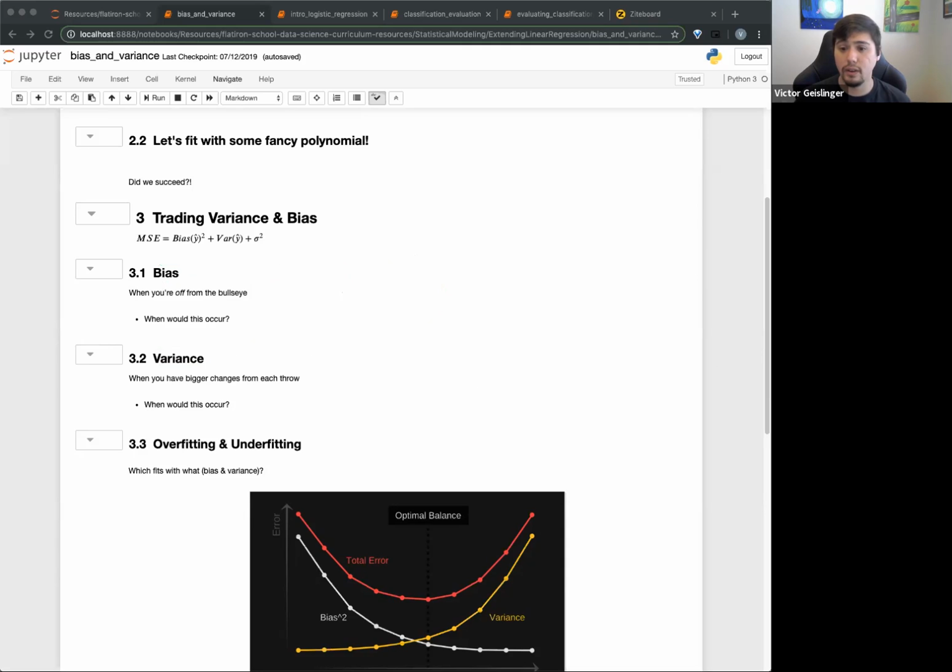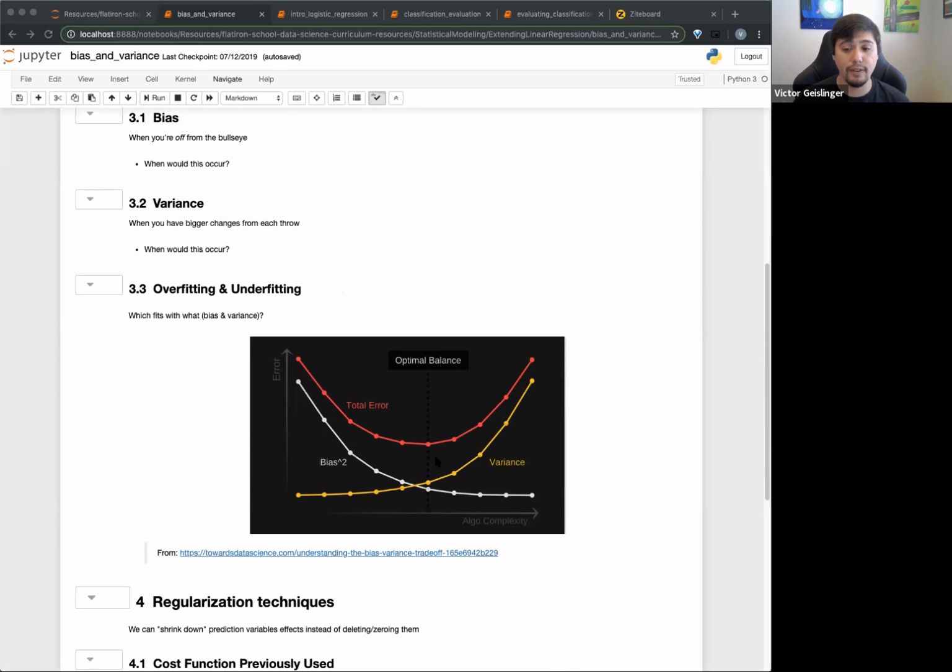Okay, so going on here, this is a nice little graph that shows the error in general, and this red line here is the total error. When we train different algorithms, different models, kind of like what we do with regression but with classification, we'll make newer models, and we might change the complexity.